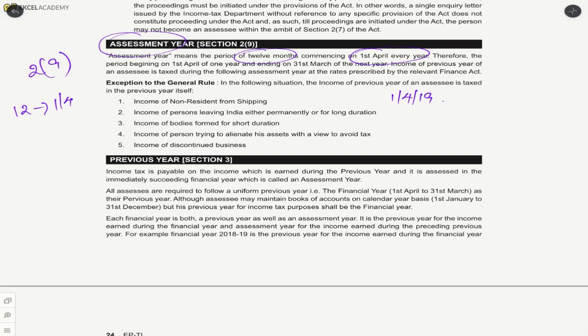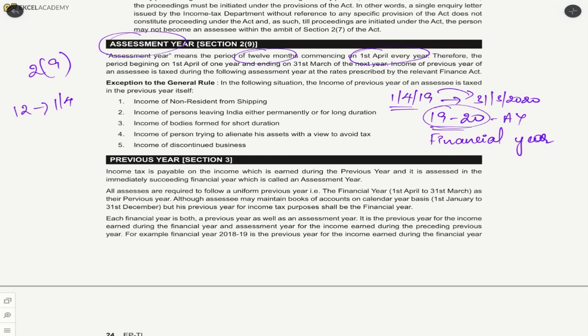So therefore, we have the assessment year from this date to the next 12 months, that is 31-3-2020. So the assessment year running is 19 and 20. This will be our assessment year. Now, what is assessment year then? It is nothing but the financial year. So what is the financial year which is currently active? It is 19-20. That itself will be our assessment year.